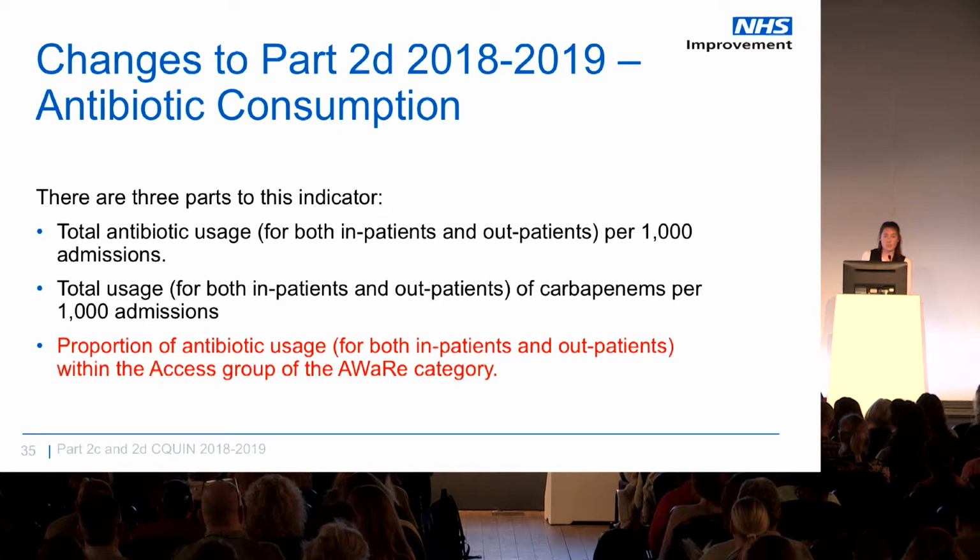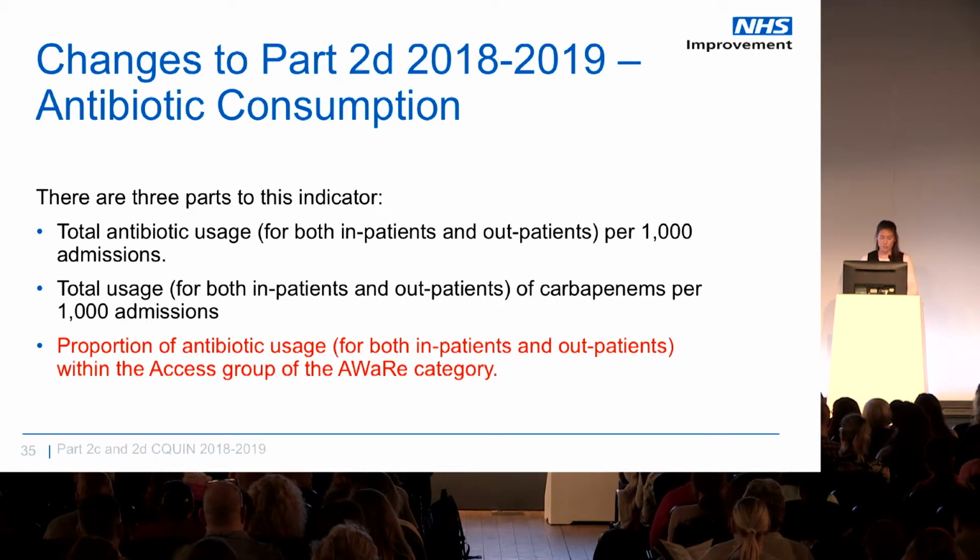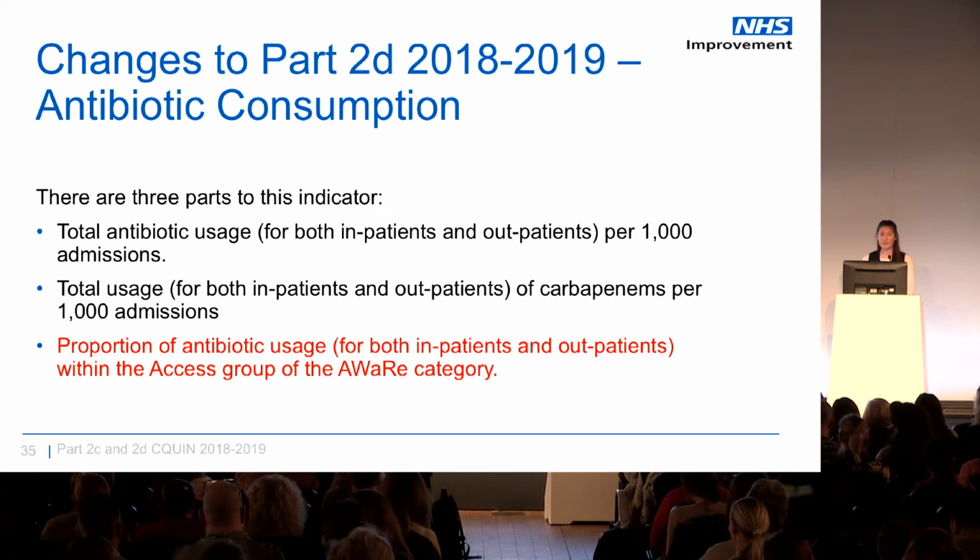So moving on to the antibiotic consumption part of the CQUIN, so this is 2D. There's a slight change here. Total antibiotics and the carbapenem indicator is essentially the same. We've left that as it is. However, because of the global shortage of piperacillin tazobactam and the increased focus that we need to have on stewardship, we've removed the piperacillin tazobactam indicator, and that has been replaced with an aware indicator which focuses on the access group of antibiotics.